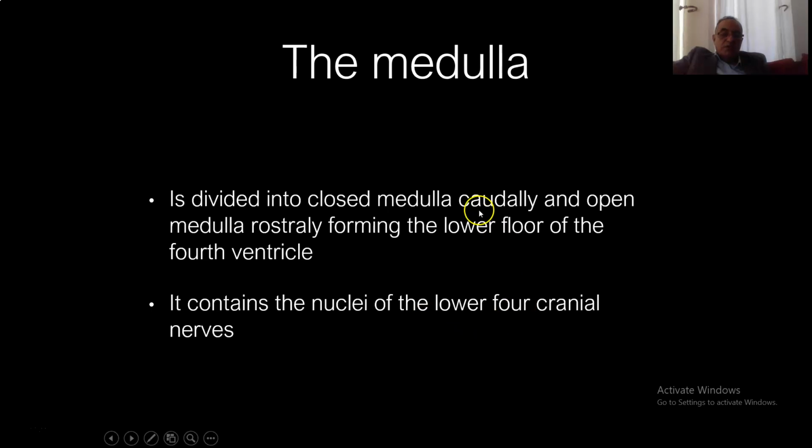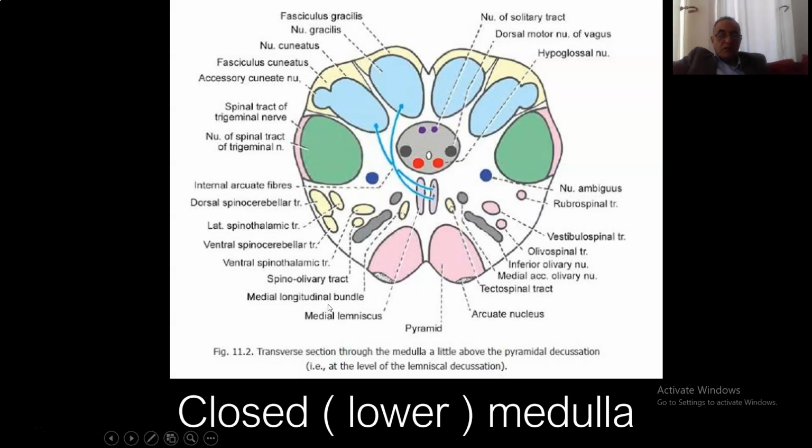The medulla, we start with the medulla, is divided into closed medulla caudally and open medulla rostrally, forming the lower floor of the fourth ventricle, and the medulla contains the nuclei of the lower 4 cranial nerves. So this is a cross section in the closed medulla. We have the central canal here.